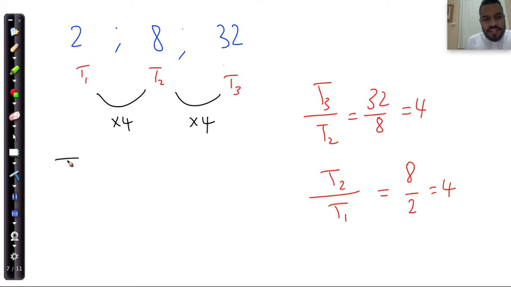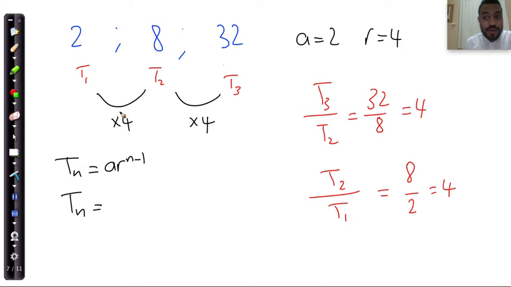At this point, you just write down the general term as Tn equals AR to the n minus 1, and you substitute in the corresponding values. What is A? A for the sequence is equal to 2 because that's the first term, and R is equal to 4 because we calculated it and could observe it by inspection. So I have 2 multiplied by 4 to the power of n minus 1.